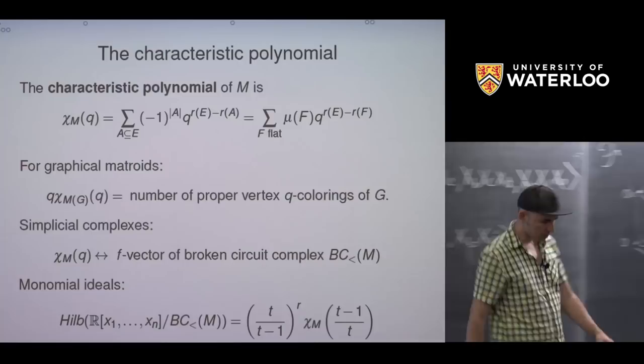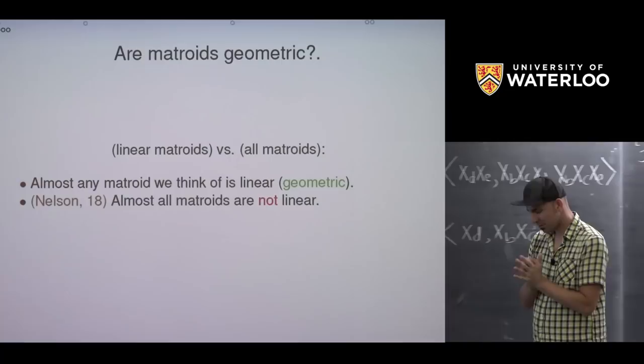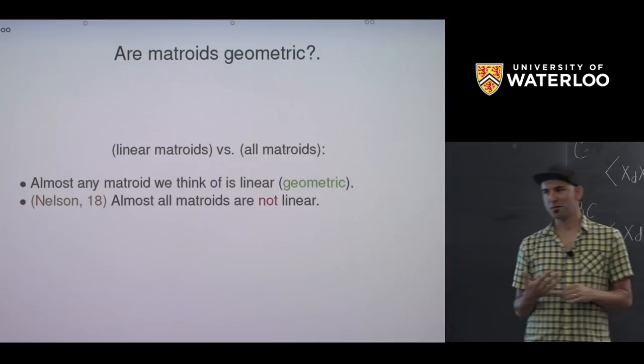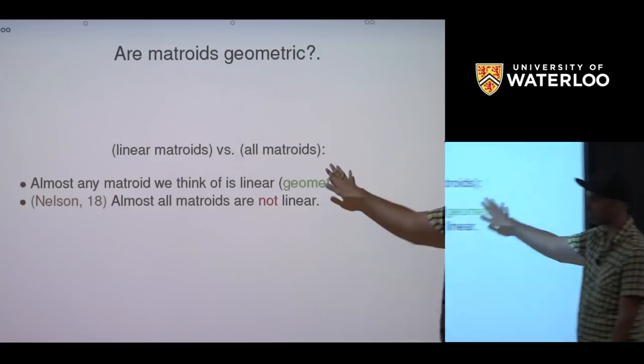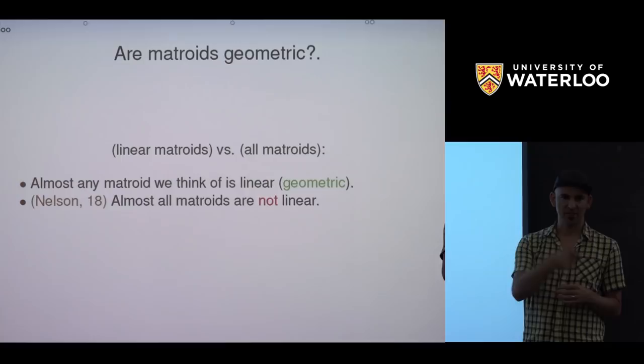So let's see. Are matroids geometric? Matroids came out of linear algebra. And I think matroid theory spent a lot of time trying to capture all of linear algebra in matroids. And then there was this tension when people realized, actually not every matroid is linear. You can't always give a set of vectors for a matroid, okay?